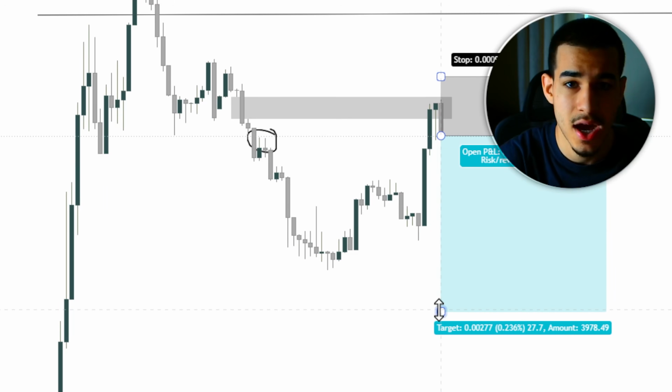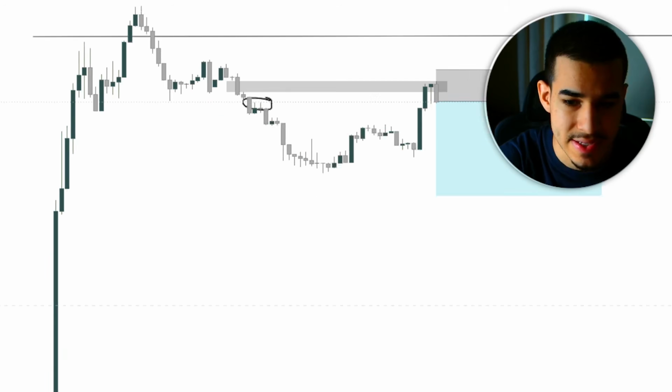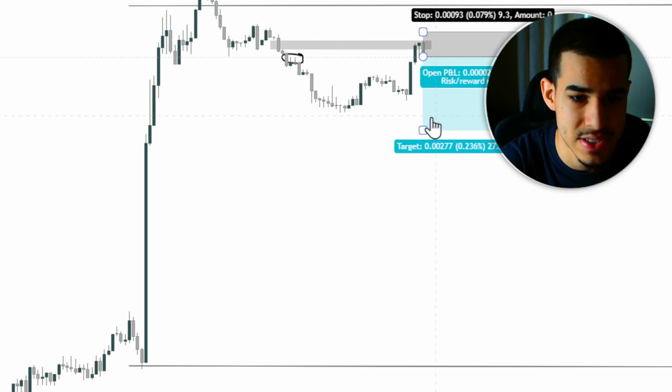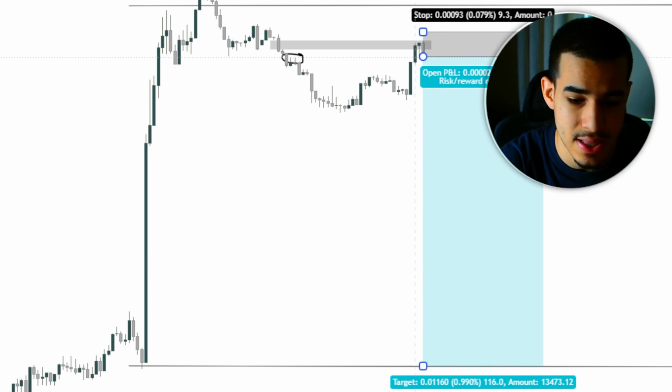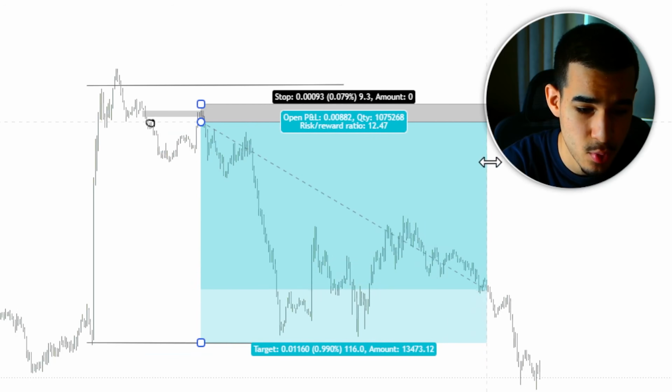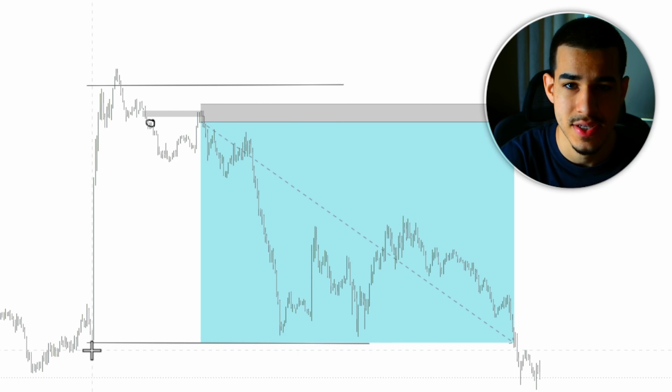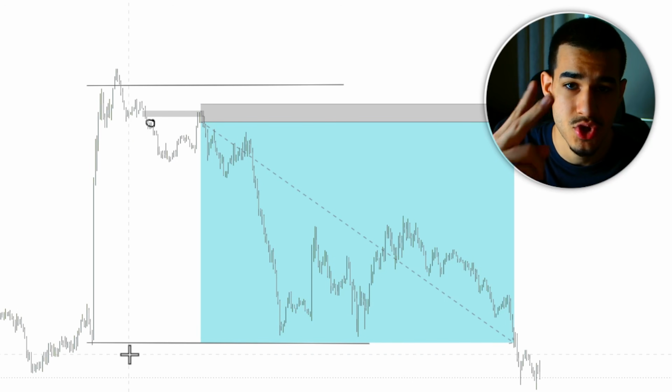Now personally, I would target a 1 to 3 here, but this is the candle's low which I will want to be targeting. So let's see if we do hit that. And as you can see, eventually price came all the way down and took out the low right here. So this is the number one example. Let me show you another example.